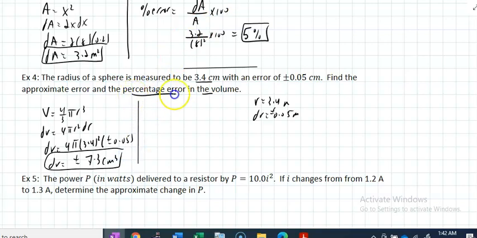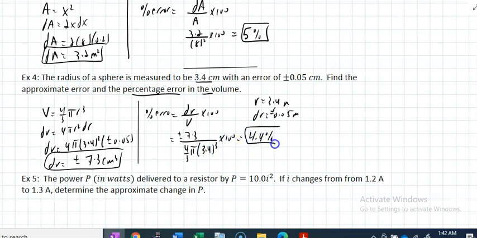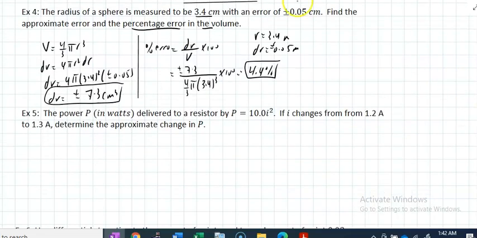And the percent error is the change of V over the volume times 100. Well, the change in V is 7.3 plus or minus. Volume is 4/3 pi. The radius is 3.4 cubed times 100, and that turns out to be roughly 4.4%. So instead of finding the exact, that's what we have.